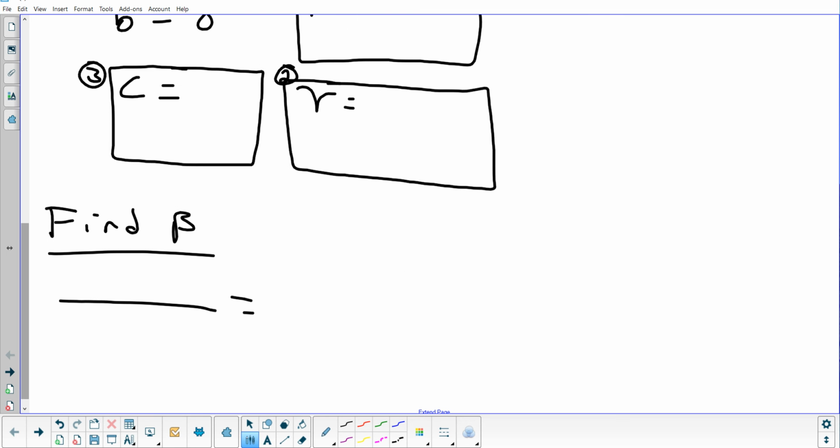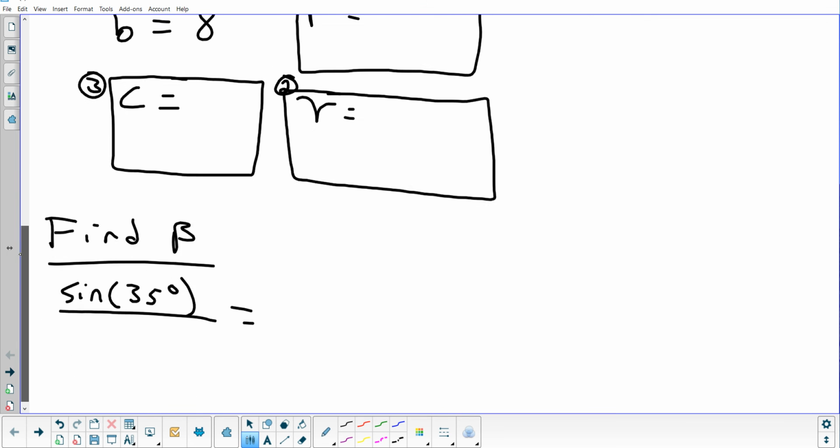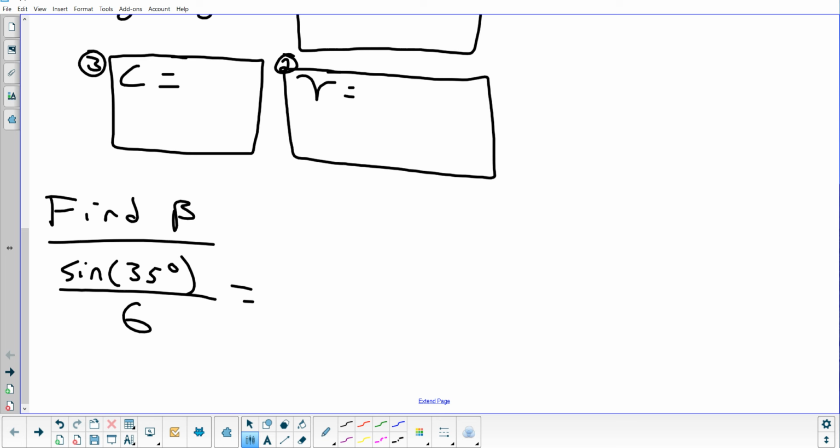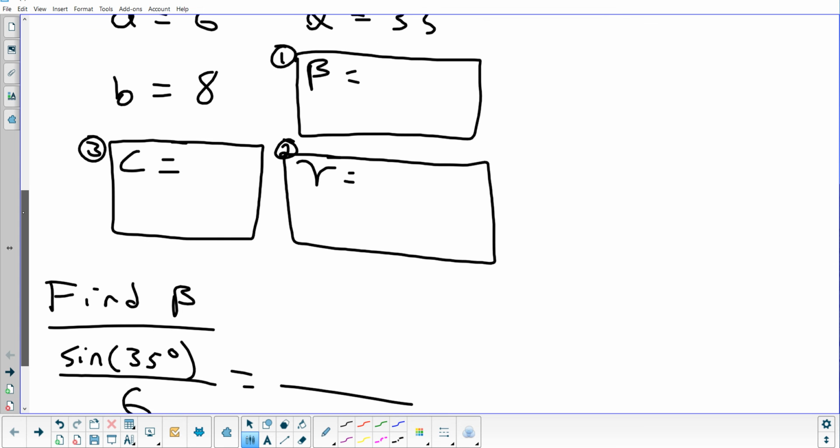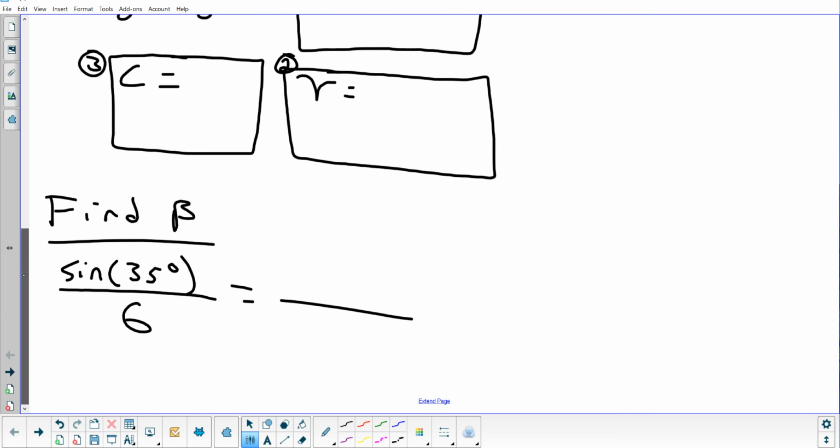Okay. Sine 35 over 6. Yep. So there's the left, sine 35 over 6. And Devin, what am I going to put on the right side? Would it be sine B or beta over 8?